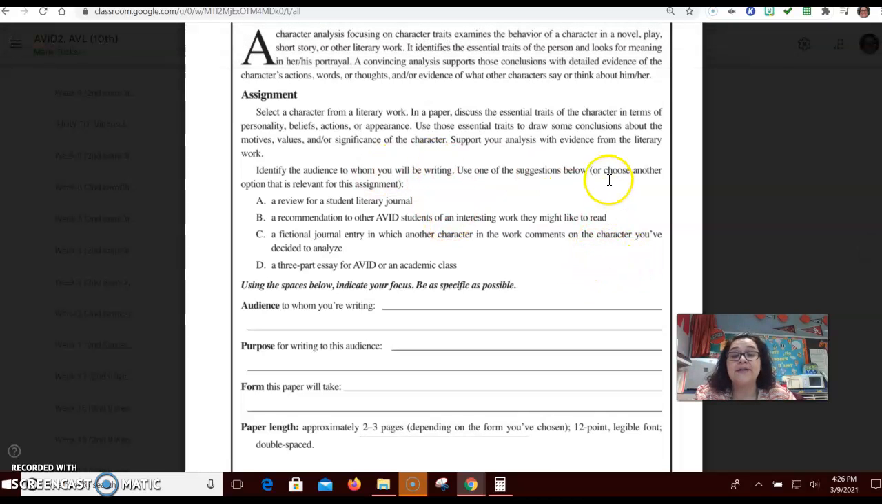You have to support your analysis with evidence from the actual story or poem or book. So you cannot tell me that this person believed that love conquers all without actually telling me from the book. I need an example, an example, an example.